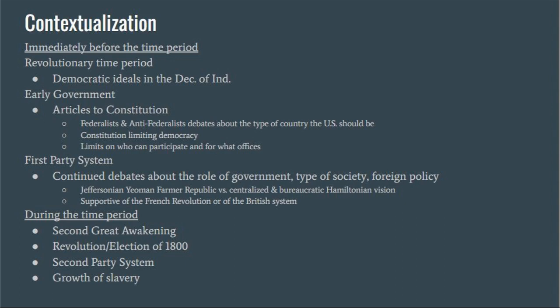Also, bringing up the fairly limited amount of democracy in the Constitution and the property right restrictions on voting that many states imposed would be great context. This same discussion could also carry on to the first party system, with a split between the Jeffersonian Republicans, who believed in a yeoman farmer republic, versus the Hamiltonian Federalists and their support for a more centralized and bureaucratic government. Then there could also have been a lot of evidence that would work for context in the time period, but some of the major topics could possibly be the Second Great Awakening, the Revolution of 1800, the Second Party System, and the growth of slavery.